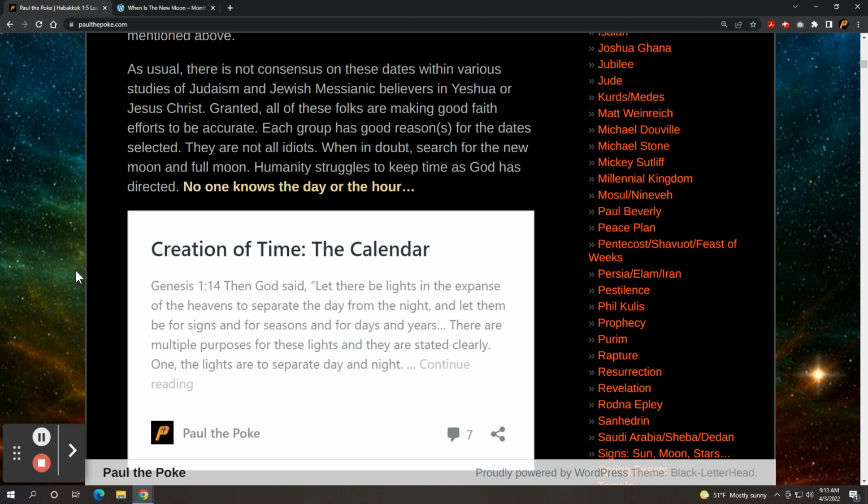Now, I guess if you have four or five days of cloudiness at some point, you just can't make an accurate assessment of when it's obvious that the new moon has emerged. So, it is what it is. And as you get closer, you'll know when it's a full moon, unless you have a bunch of clouds then too. So, bottom line, humanity struggles to keep time as God has directed, hence the phrase, no one knows the day or the hour. We don't.